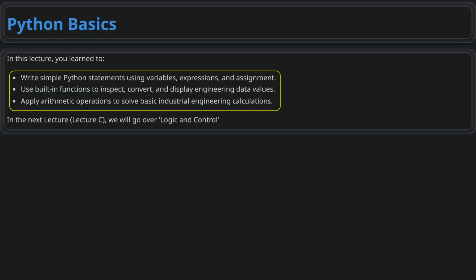In this lecture, you learn to write simple Python statements using variables, expressions, and assignment. Use built-in functions to inspect, convert, and display engineering data values. And apply arithmetic operations to solve basic industrial engineering calculations. In the next lecture, Lecture C, we will go over logic and control.